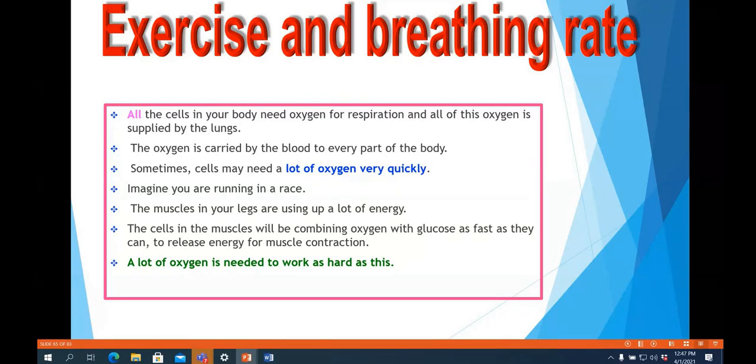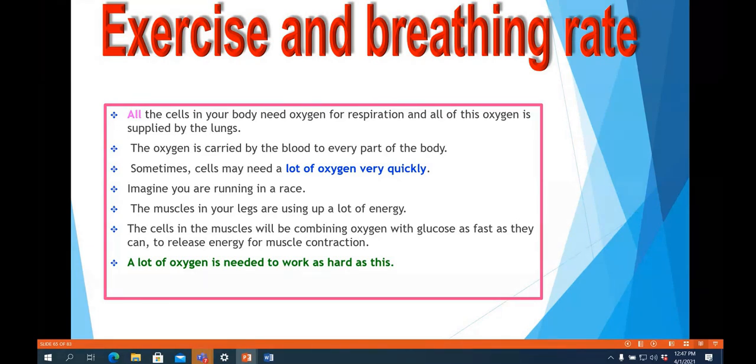Yes, Sarah? I'm sorry, my internet lagged. Could you please repeat the question? Yeah, what is produced during anaerobic respiration in our body? Lactic acid and carbon dioxide. Yeah, lactic acid, which could be harmful to us.